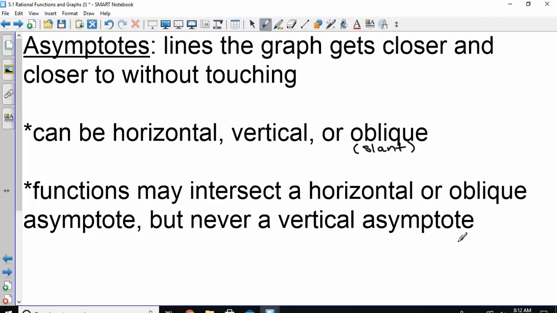It is possible for a function to intersect a horizontal or an oblique asymptote at some point, but it will never ever touch a vertical one. So the rest of the day today, we're just going to look at some graphs and identify where we have each type of asymptote.